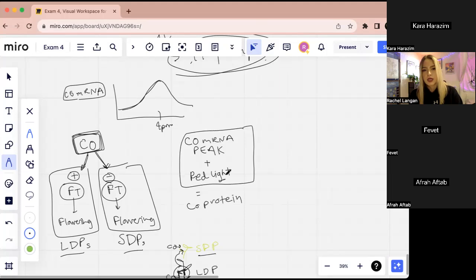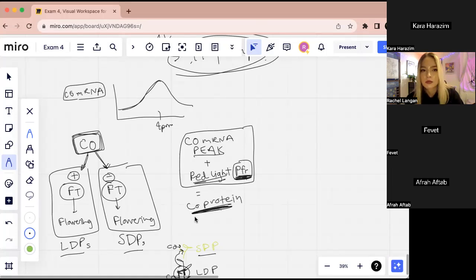And when you see red light being important, hopefully by this time you think in your head, oh, I bet phytochrome has something to do with it. And you would be right. Specifically, it's phytochrome in the PFR form, right? That stabilizes the CO protein. So you need high amounts of mRNA and you need the PFR form of phytochrome to stabilize the CO protein.